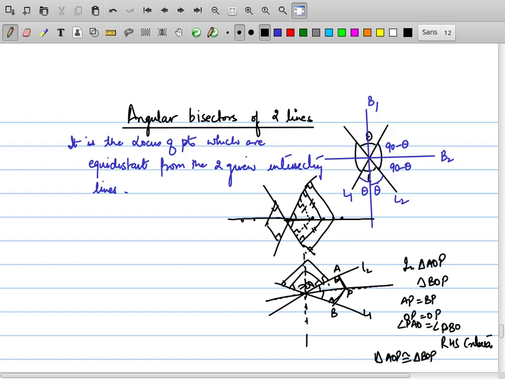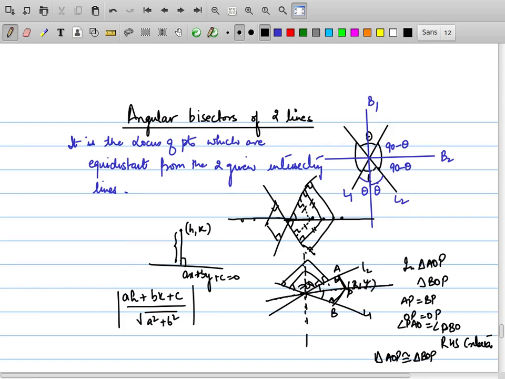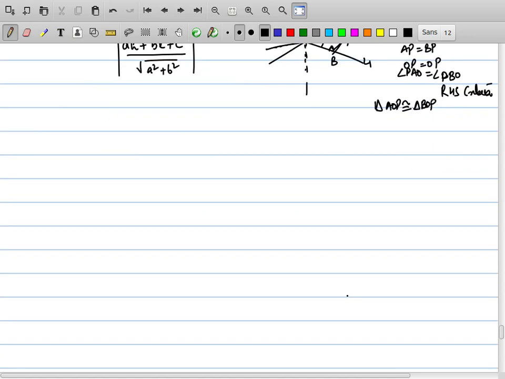Now we are interested in finding out the equations of these two angular bisectors. We already know the distance of a point, let's say this is h comma k, from a line ax plus by plus c equals 0. We can find this distance by bringing all the terms of the line on one side, substituting the point, ah plus bk plus c, dividing by the square root of the square of the coefficient of x plus the square of the coefficient of y, and taking the mod. Now if this point is x comma y, and the equations of these two lines are given to us, let's draw this.